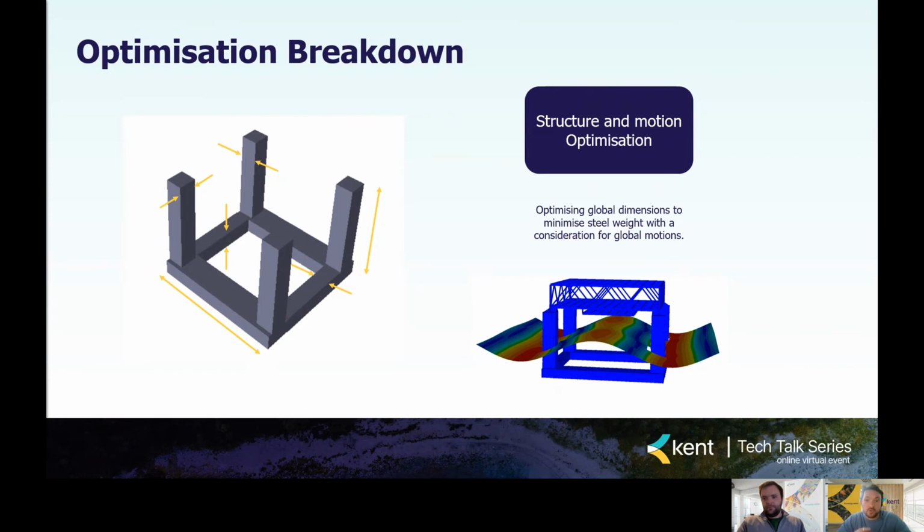So the motion performance of the platform is important for a number of reasons. It can affect the operability and the accessibility of the platform. And it's also important for setting the design criteria for sensitive topside equipment like transformers, which are often bespoke. So what we're aiming to do here is generate a Pareto front, which would allow us to find the most efficient trade-off between the platform steel weight and the allowable accelerations.